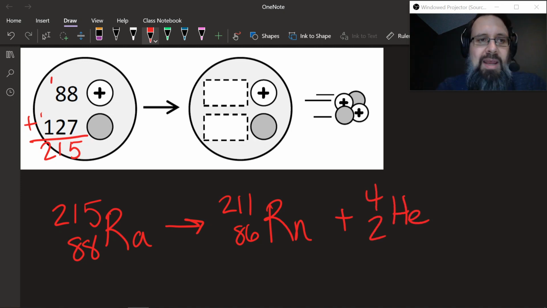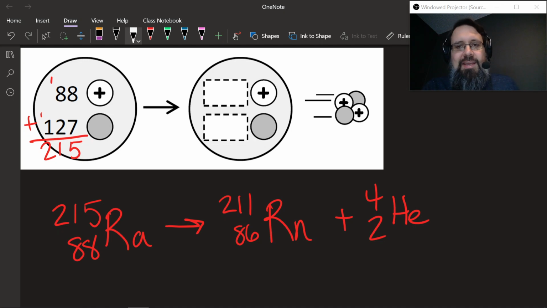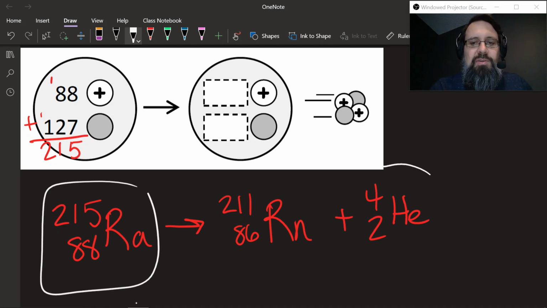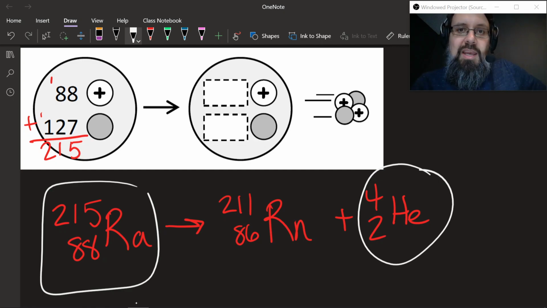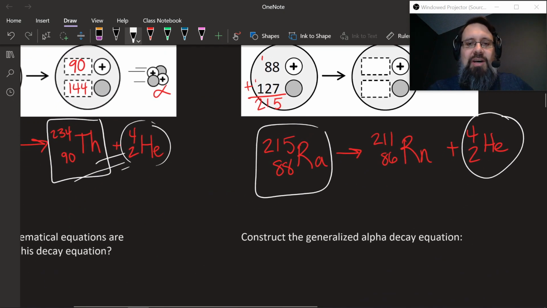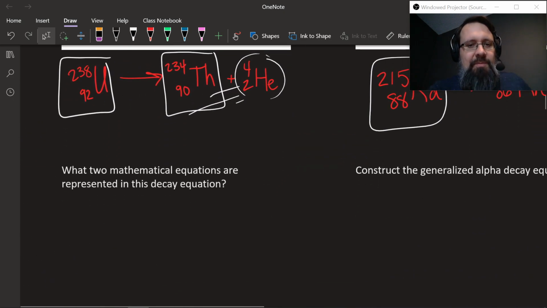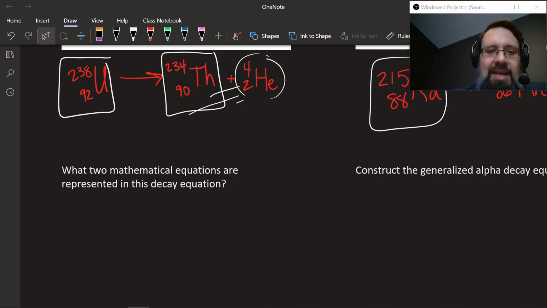So this is the format that you'll always find with alpha decays: you take whatever the parent was and just lose 4 nucleons and 2 protons, and then you'll have the daughter. What 2 mathematical equations are represented in this decay equation?